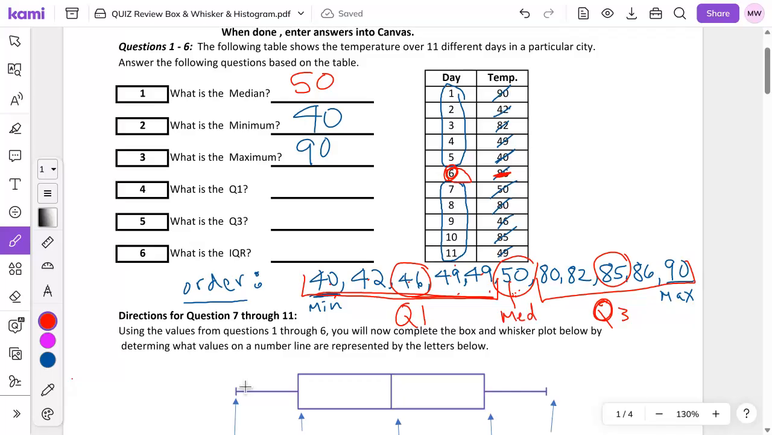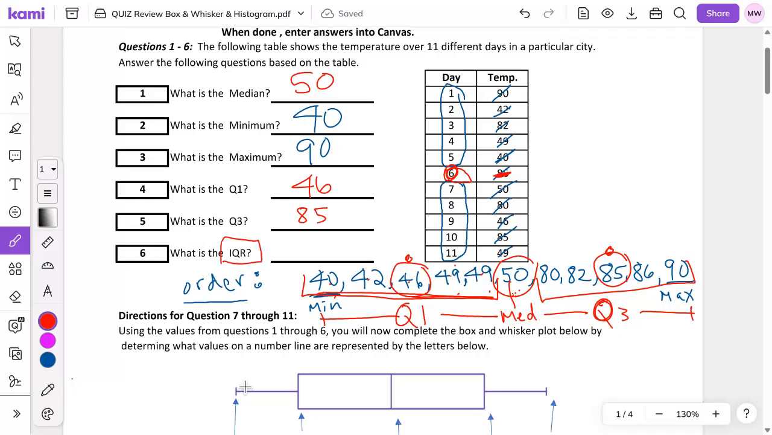So we're breaking it down into 4 sections, from the min to Q1, from Q1 to the median, from the median there. So we've broken it up into 4 sections, okay? So that means that Q1 is going to be 46, this one right here. Q3, 85. Okay, good.